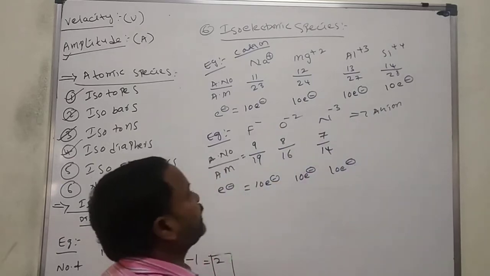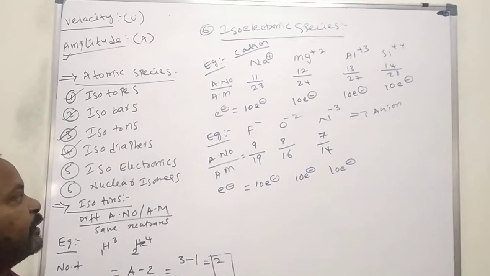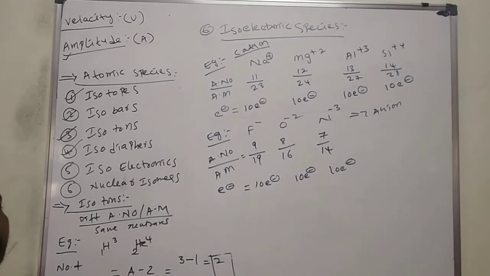These three ions have different atomic numbers and different atomic masses, but the same number of electrons. That's why we call them isoelectronic species.